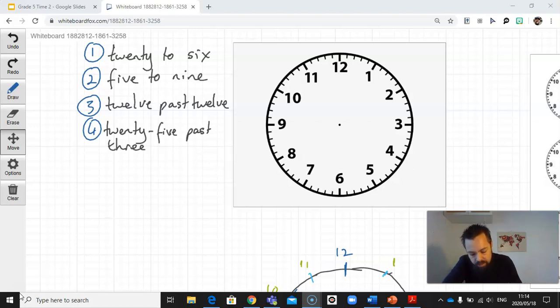So let's go backwards from here. 5, 10, 15, 20. So 22 will be pointing over there with the minutes. Okay, so that's nice and easy. We can go straight to that.